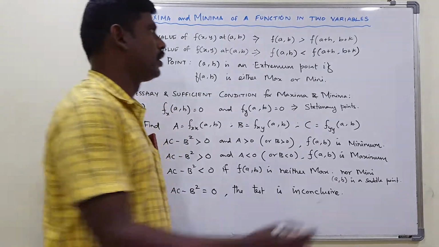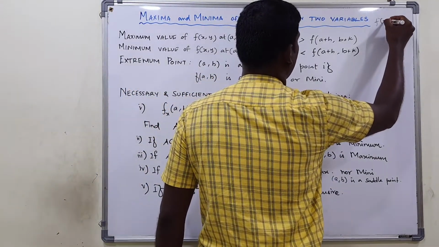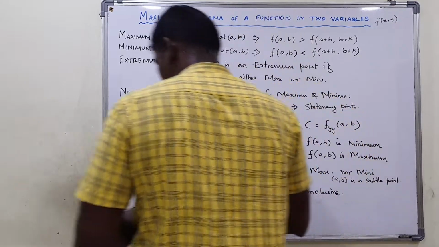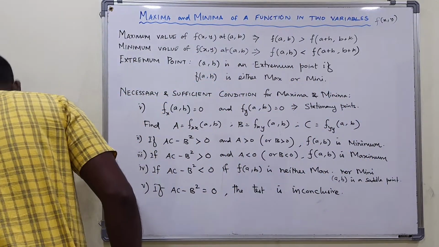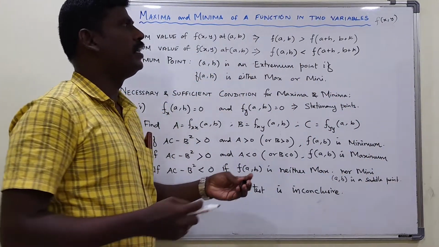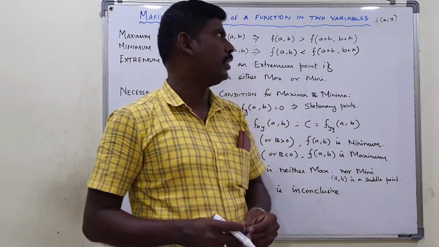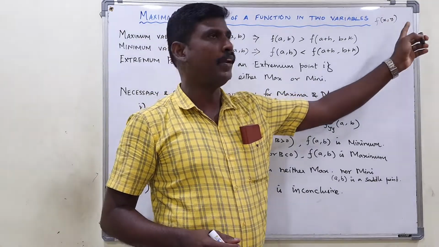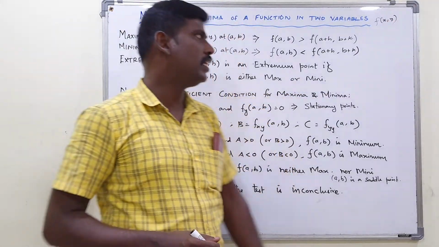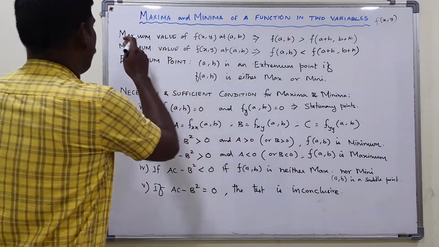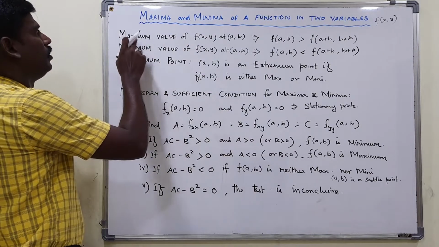But here I am going to discuss the problems on the same maxima and minima of a function in two variables. Okay, so here the given function may be in the form of f of x comma y, right? How to find the maximum value of a given function f of x comma y? That means a function of x and y. There are two variables involved in the given function. Okay, right? So first, let us come to the concept, right?